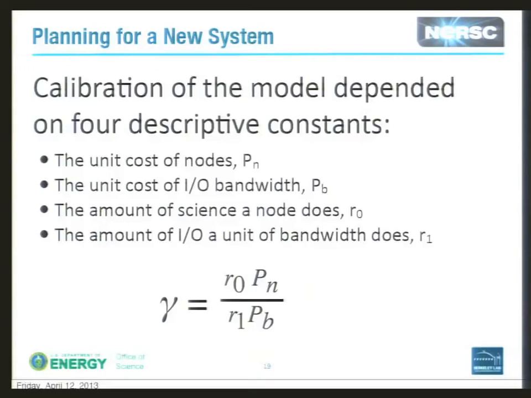If you go back to the equations and you find all the little architectural parameters that went into it, you gather them all up. It's the unit price of a node, the price of a unit of bandwidth, which is just how much does it cost to get 1 gigabyte per second or whatever, how much science you get done per node per unit time, and then how quickly will a unit of I/O drain away the I/O that you need to do. You put those all together, and they actually appear in one place in the analytic solution as this expression, which I just called gamma.